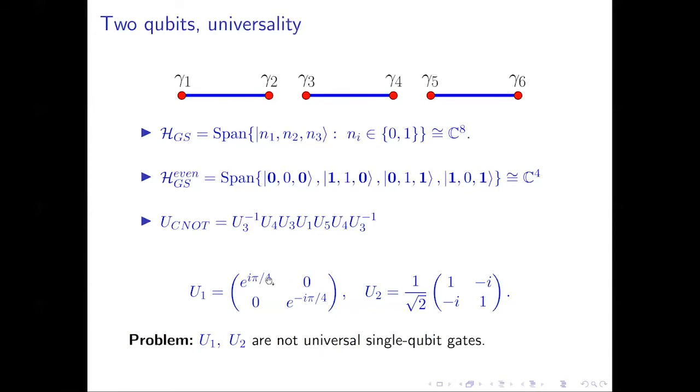Yes, so to have universality, we need a C0 gate, an entangling gate, and universal one-qubit gates. And these are not universal one-qubit gates. For instance, this is a finite order gate. If you take it to the power of 8, then it's identity. The same for the other, maybe power of 8 too. And if you combine them, then you always get a finite order gate.